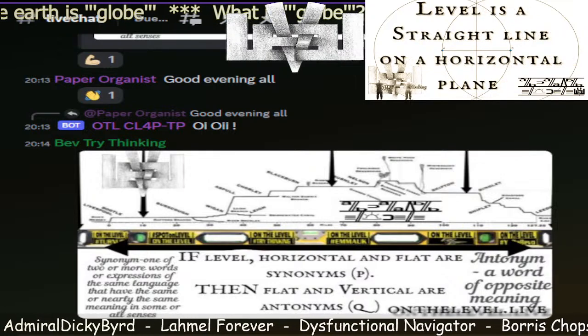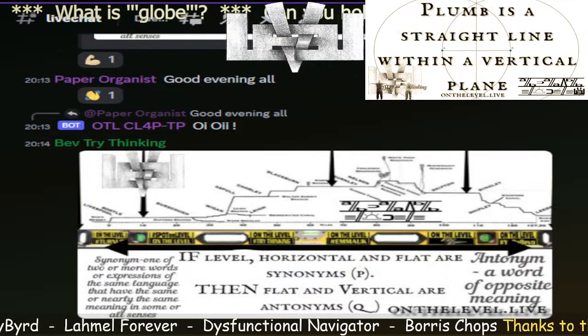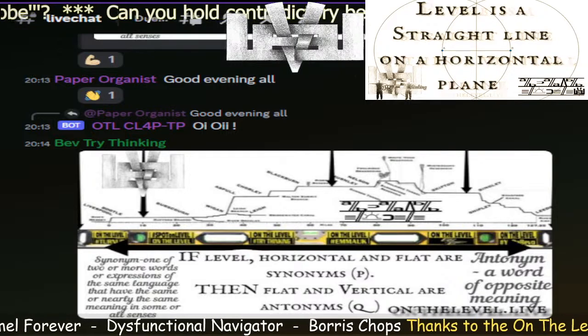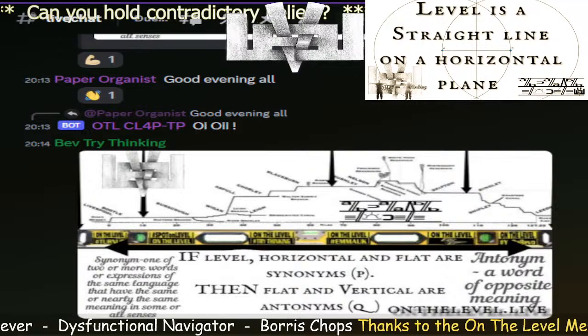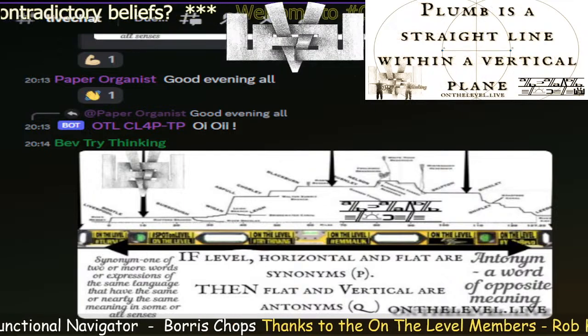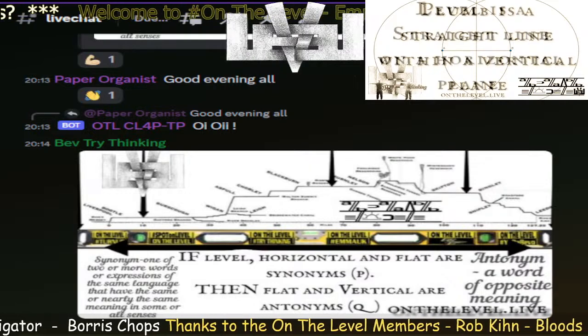First off, we make sure that we understand what all of the words mean. So synonyms, I'll put it on the argument there. First things first, the identity of all of the things. I take it everybody understands what level, horizontal, and flat are. They don't really need describing.